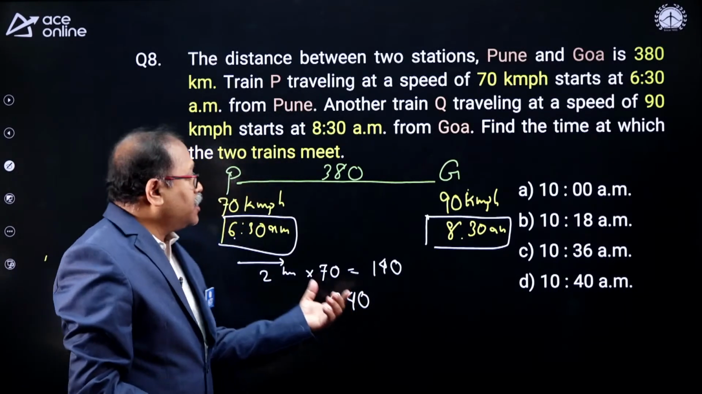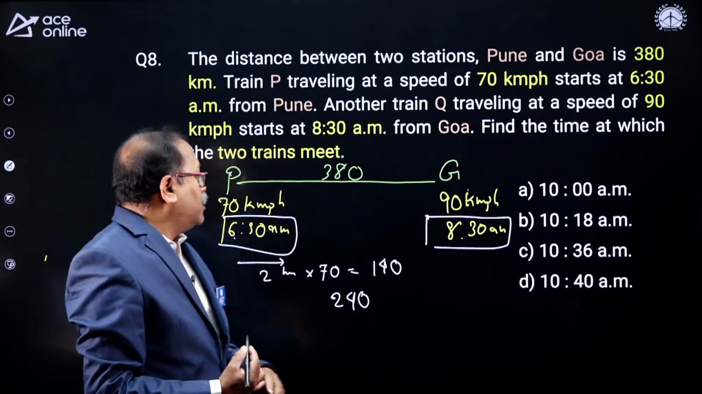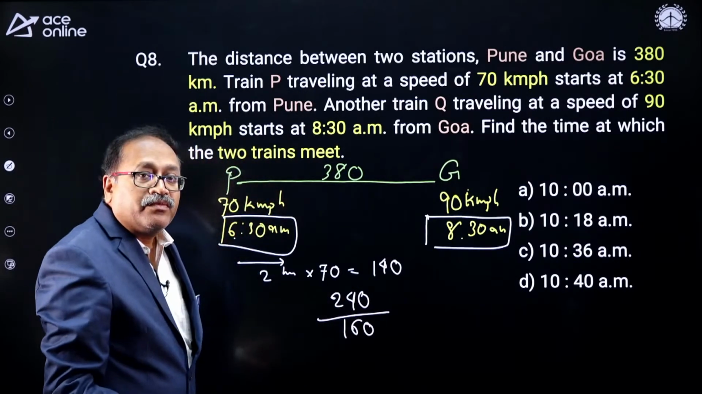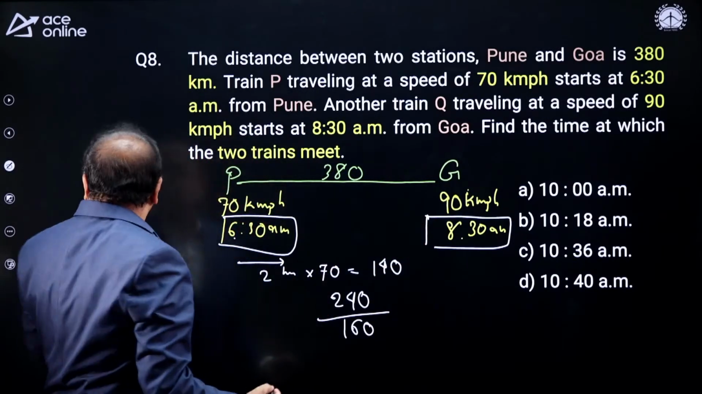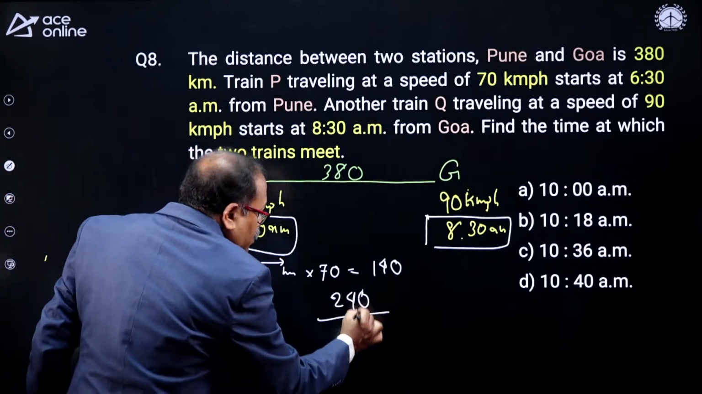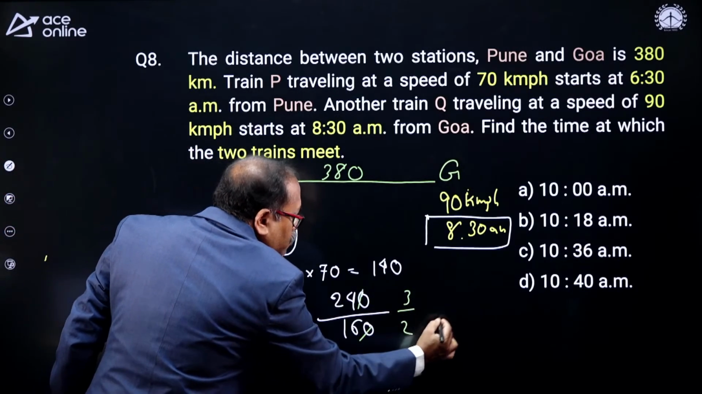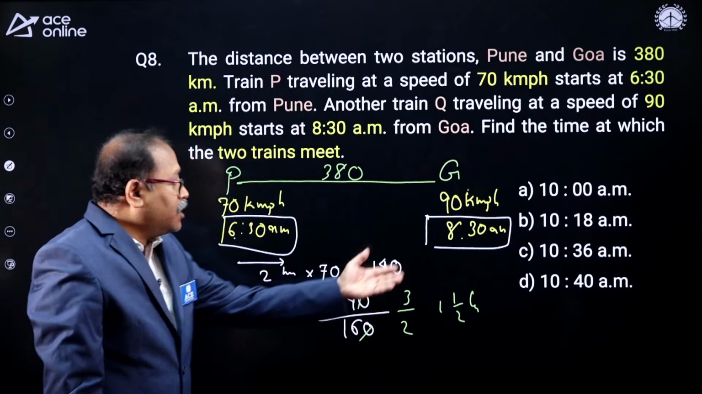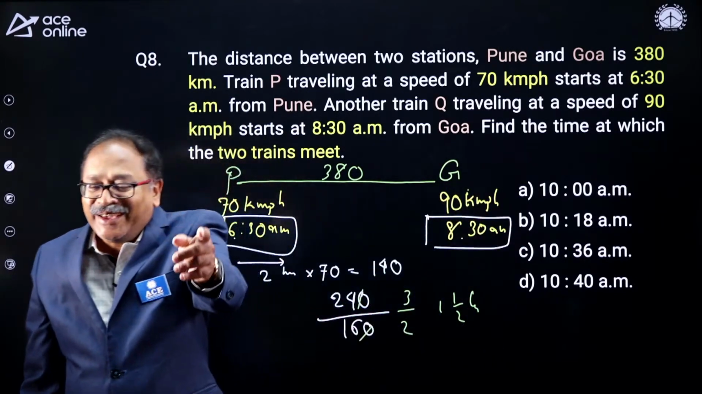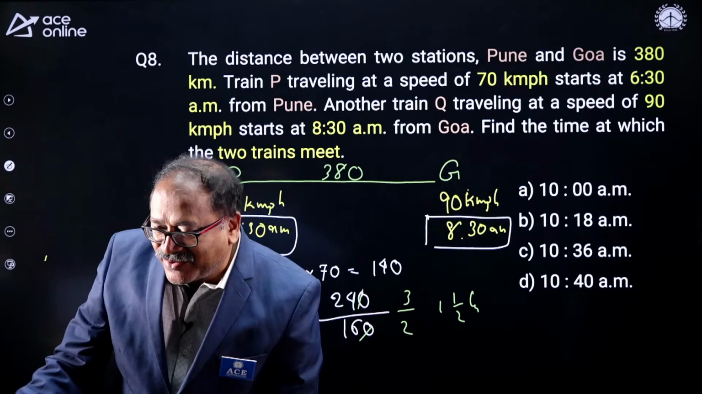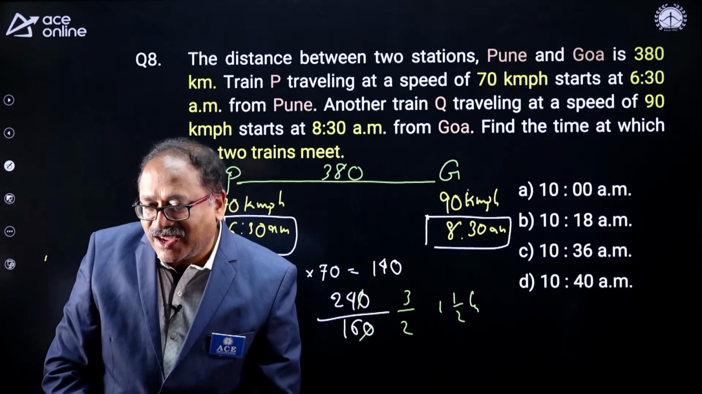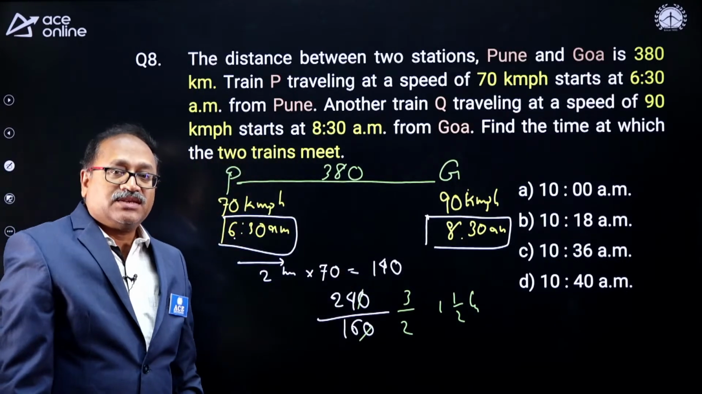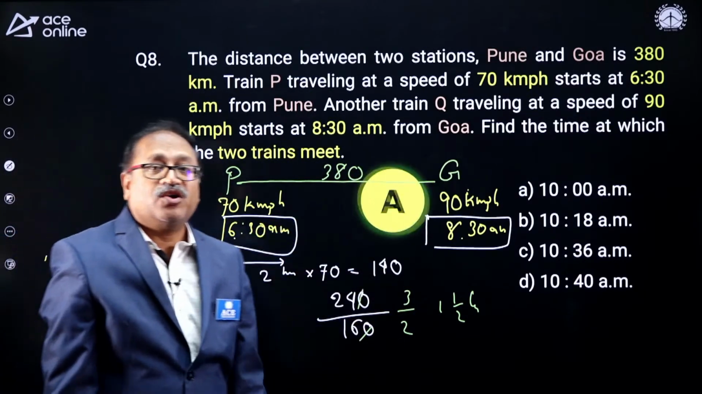This 240 is covered with a relative speed of 70 plus 90, and that comes to 160. So this will be the time after 8:30. So how much time will we get over here? This gets cancelled with 8, 3 and 2. So that is 1.5 hours from 8:30. 1.5 hours from 8:30 is nothing but 10 a.m. Sai is right. Jaya is right. Jaya is perfect. Okay, 10 a.m., option choice A.